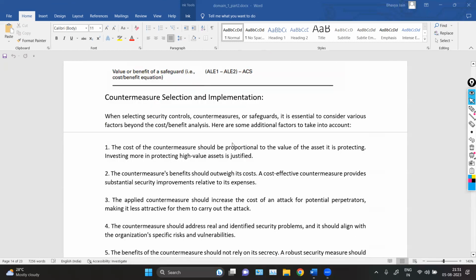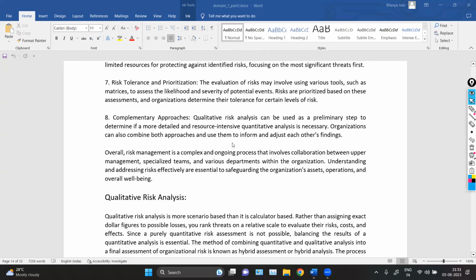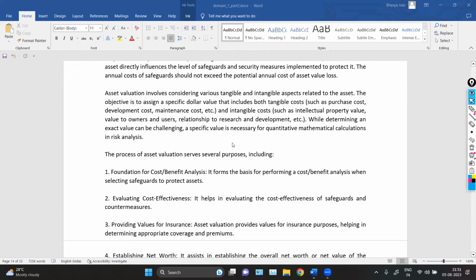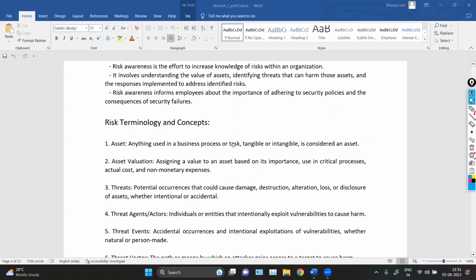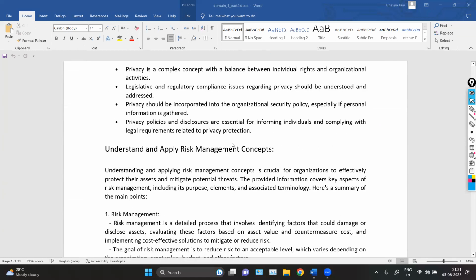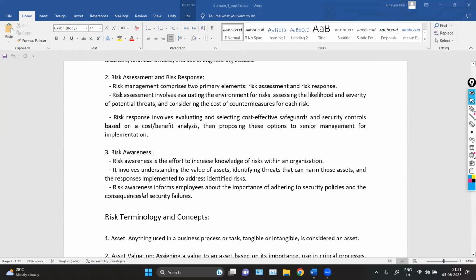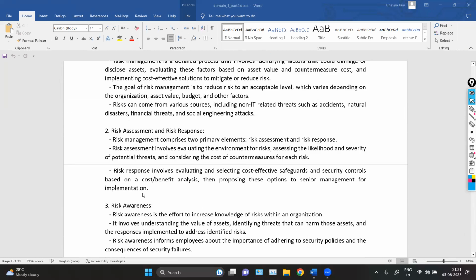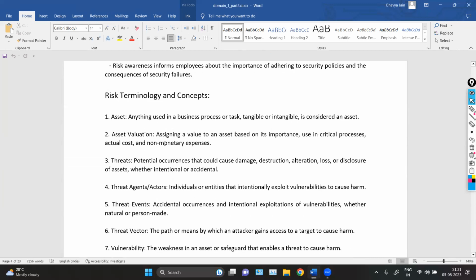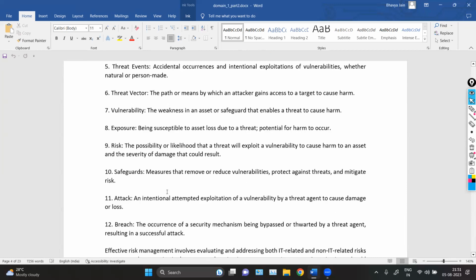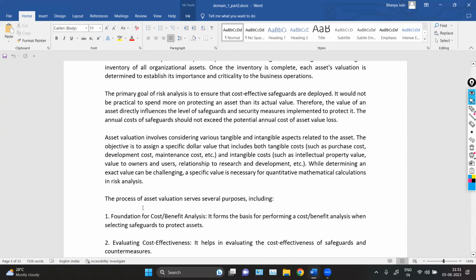Understood, ma'am. I will share a separate document for that. The part of the exam is this one: understand and apply risk management concepts, like what is risk management, risk response, risk assessment, and risk awareness, and what is risk terminology and concepts. These are the basic concepts which we use in the risk management phases.